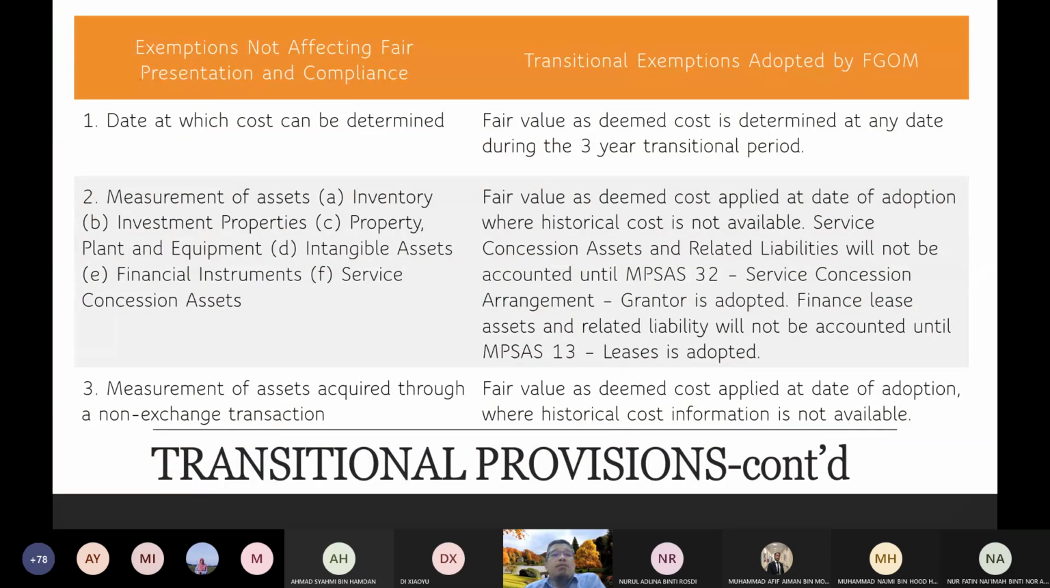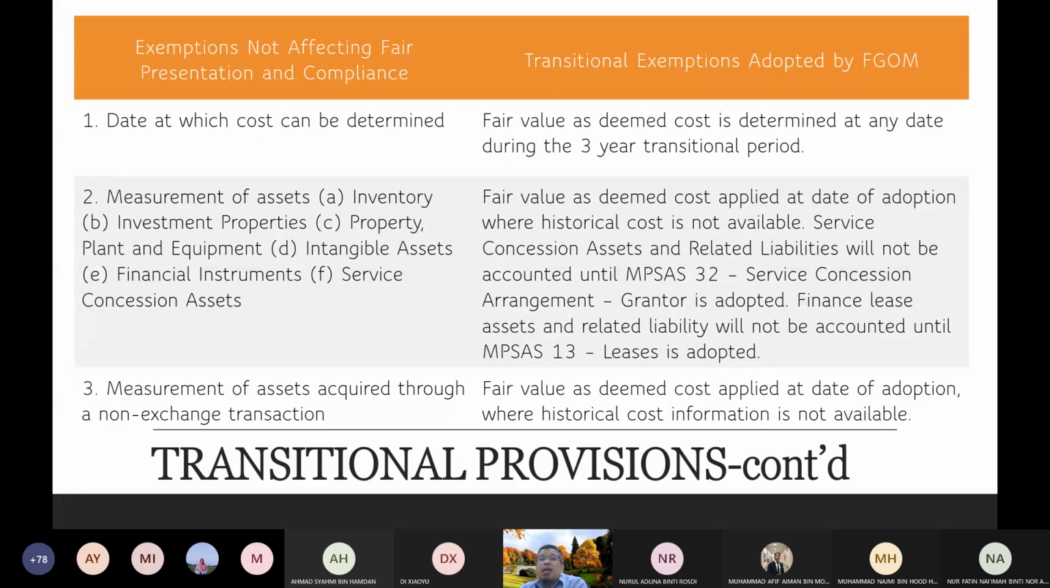Right, exemptions not affecting fair presentation and compliance. Okay, date at which cost can be determined. Transitional exemption, fair value as deemed cost is determined at any date during the 3-year transitional period. Okay, so once they can determine the fair value, they can put that in account. Measurement of asset, inventory, investment property, PPE, intangible asset, financial instrument, and service concession asset. Fair value as deemed cost applied at the date of adoption, where historical cost is not available. Service concession asset and liability will not be accounted under MPSAS 32.